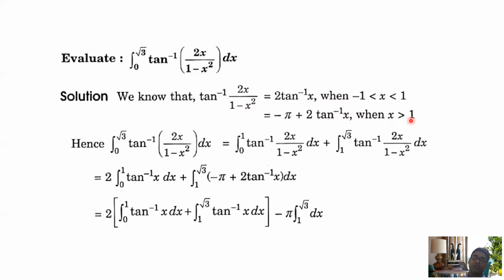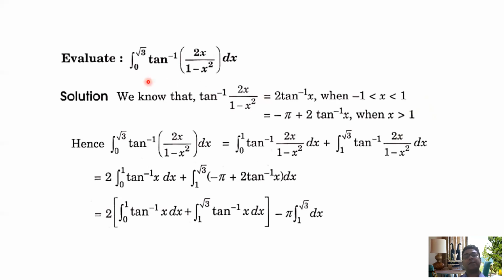So what is the key point, the key line? Your key line is this: x lies between minus 1 to 1. So here you may write that this expression lies between minus 1 to 1. So you may write tan inverse of 2x by 1 minus x square is equal to 2 tan inverse x when minus 1 is less than x less than 1, correct? And minus pi plus 2 tan inverse x when x is above 1.